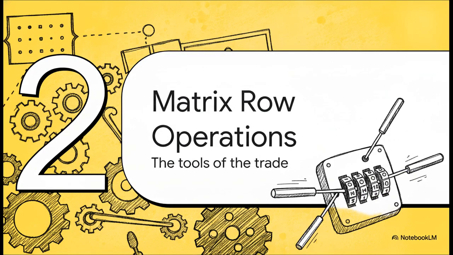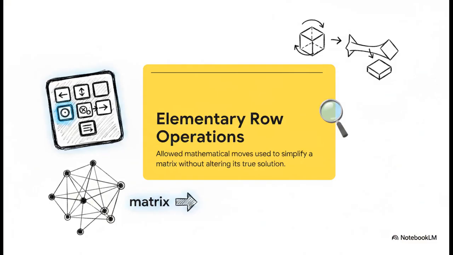Moving right along to Section 2, matrix row operations, the tools of the trade. Think of these as our authorized keypad inputs that let us safely decrypt the matrix step by step. They're called elementary row operations, and we only have 3 of them. First, you can swap any 2 rows. Second, you can multiply a row by any non-zero number. Or third, you can add a multiple of one row to another row. That is literally it. As long as you stick strictly to those 3 rules, you will never alter the true solution of the system. You're simply changing its appearance to make it much easier to read.